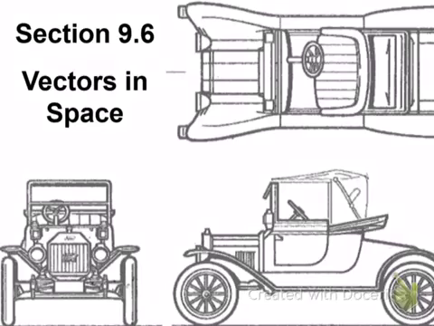Hello, it's Mr. Cerisa, and today we'll talk about vectors in space. And this just means three dimensions. So we have the height and the length, but we also have the axis going towards and away from us. So there'll be three axes.